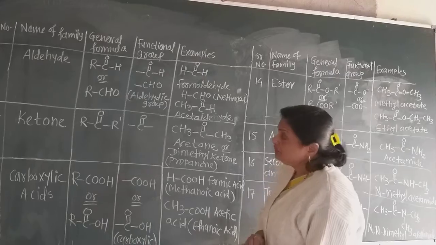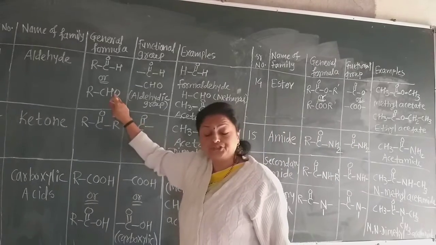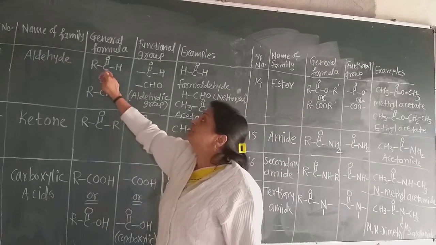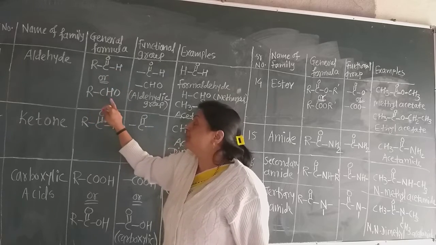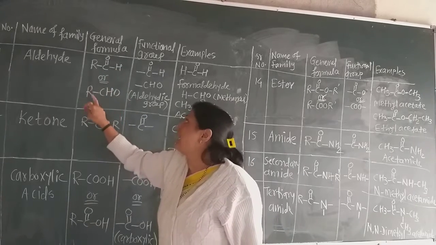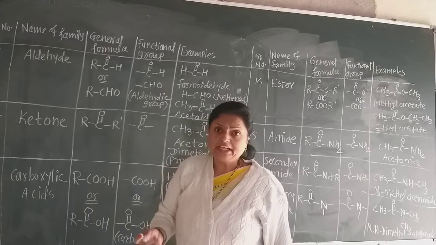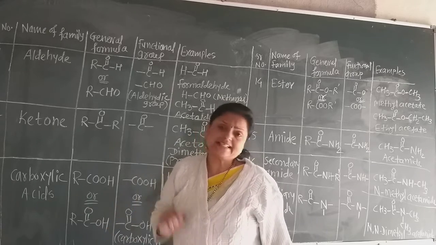Now how is the general formula shown? This is RCOH or RCHO. Now this is the general formula. Here R, you know, is the alkyl group. It may be methyl, ethyl, propyl, etc.